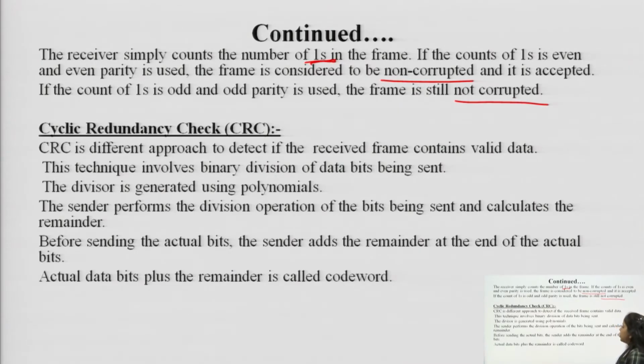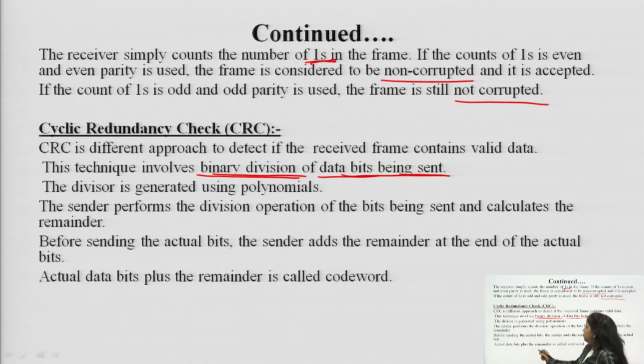Now, what is going on in the cyclic redundancy check, which is the CRC? CRC is basically a totally different approach to detect if the received frame contains valid data, and this involves the binary division of the data bits being sent. In this case, the sender and the receiver both perform the binary division process.